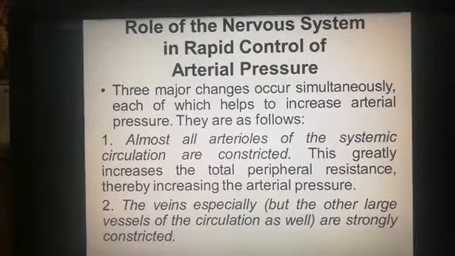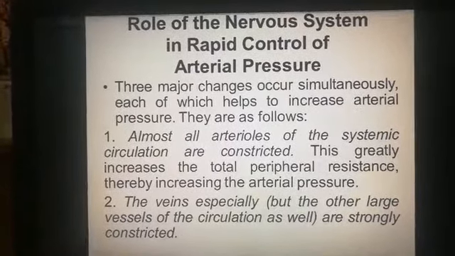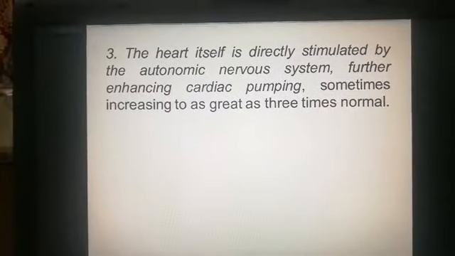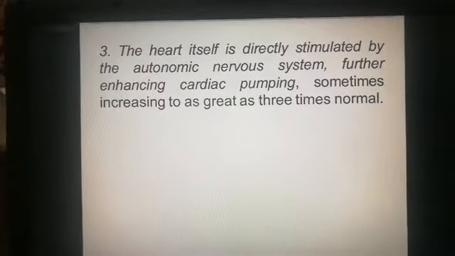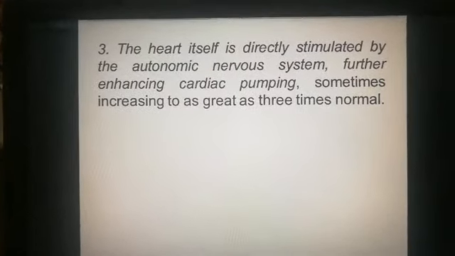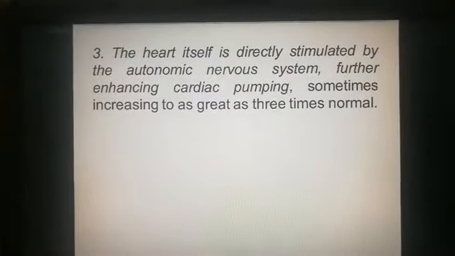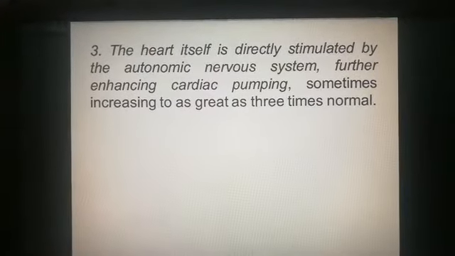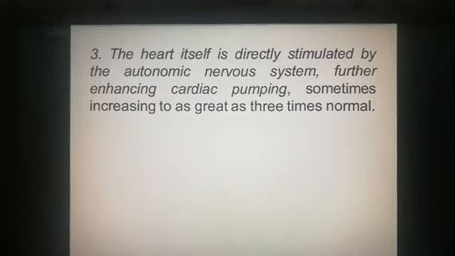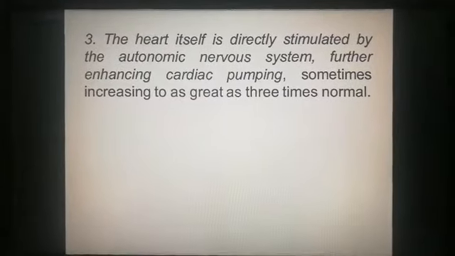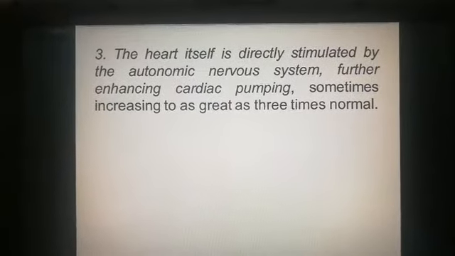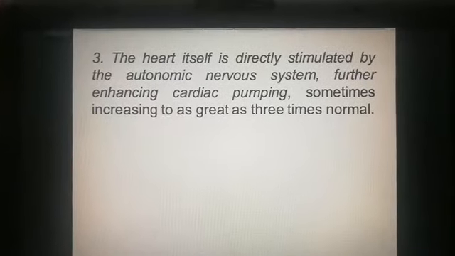This is the impact of the nervous system on arterial pressure. The other main contributor to blood pressure is the heart. The heart itself is directly stimulated by the autonomic nervous system, further enhancing cardiac pumping, sometimes to as great as 3 times normal. So the main 3 effects are on arterioles, on veins, and on the heart. And all the effects are stimulatory for an increase in blood pressure.